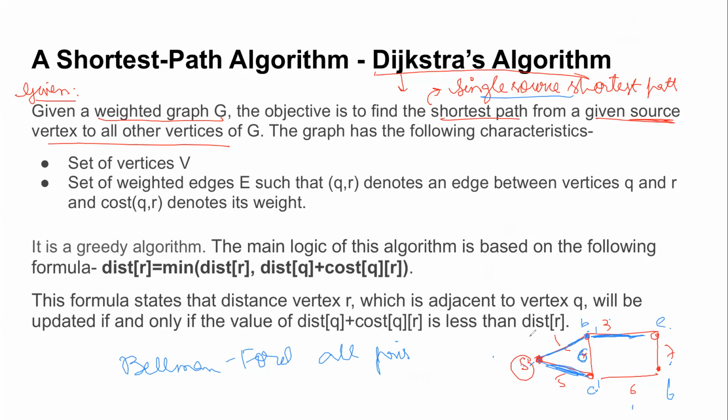I'm going to go very slow on this because there are a lot of things which will be new for you. Please give me feedback at every step. If you don't understand, I'll repeat that. Is this clear, the difference between single source and all pair shortest path?